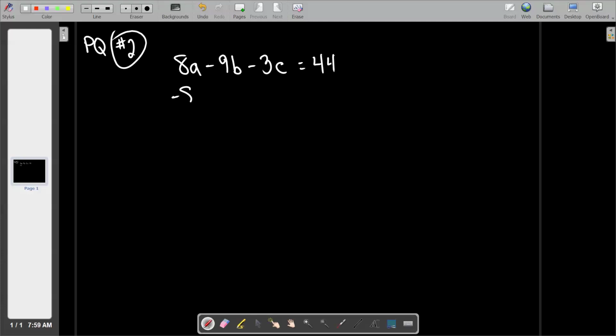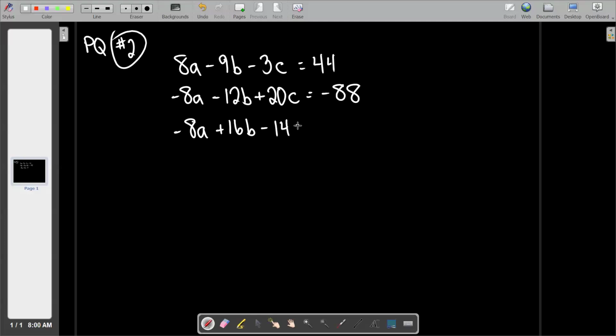We had -8a minus 12b plus 20c equals -88. And then if we multiply the bottom row by 2, what do we get? -8a plus 16b minus 14c equals 84. Perfect. So that's the setup: now we've got the column with the A's ready to be eliminated.